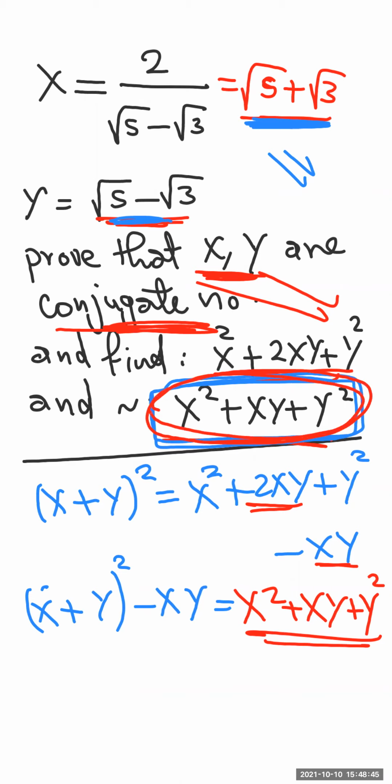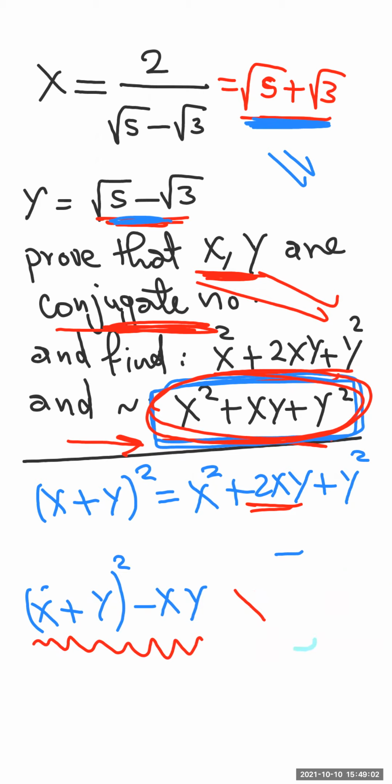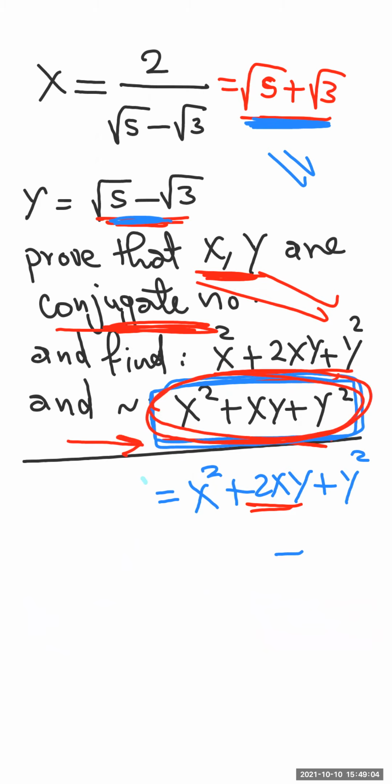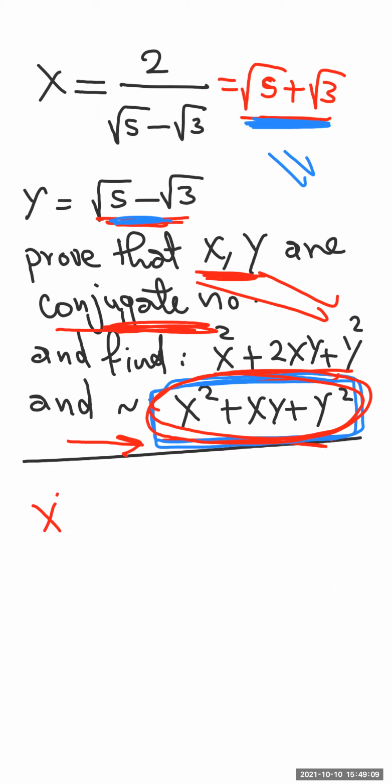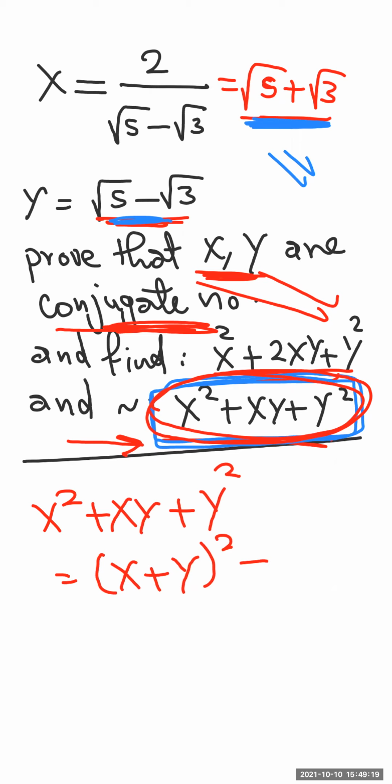So x² + xy + y², which is the last requirement in this question, will equal (x + y)² − xy. Yes. Okay, now go ahead. I'm going to clear this one and write it again from the beginning: x² + xy + y², which is the required, will equal (x + y)² − xy.